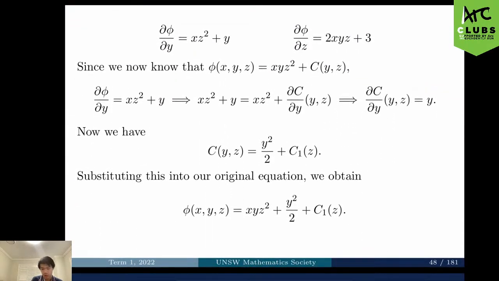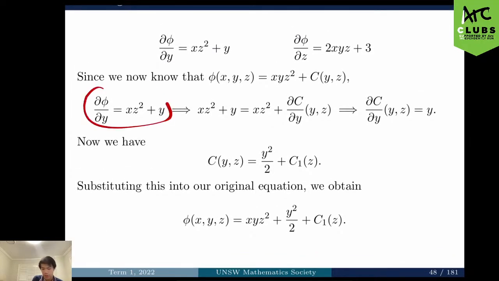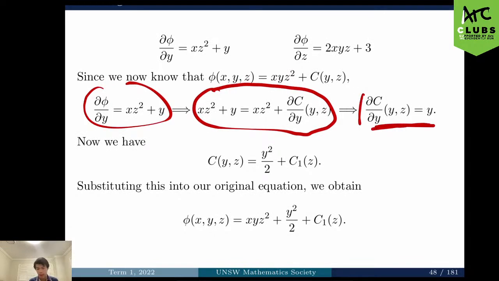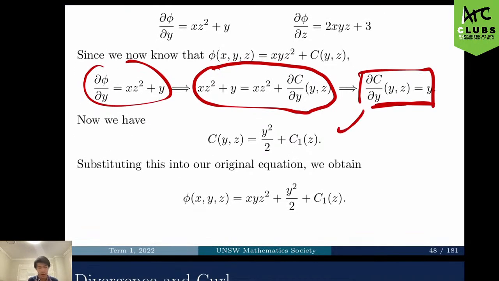We've equated these two things. We've differentiated, we've equated. And now we found out that that's equal to y. And then we integrate, but we acknowledge the fact that this constant, so to speak, can be a function of the remaining variable.